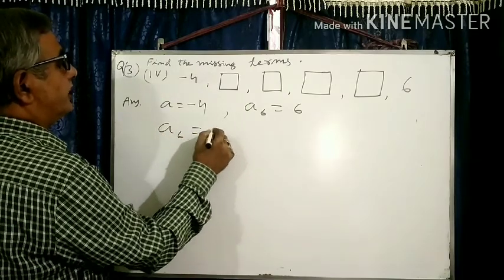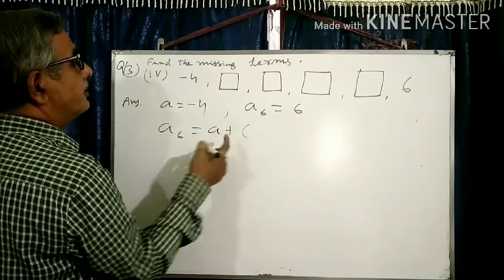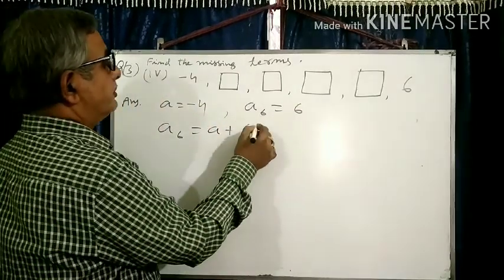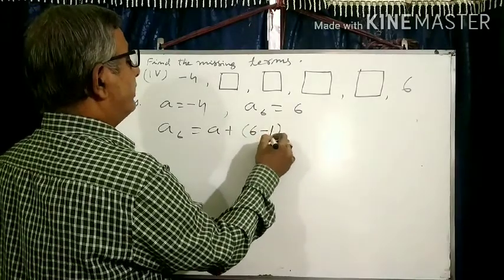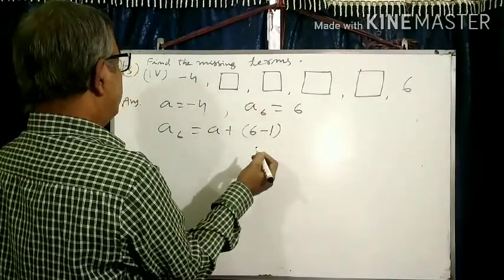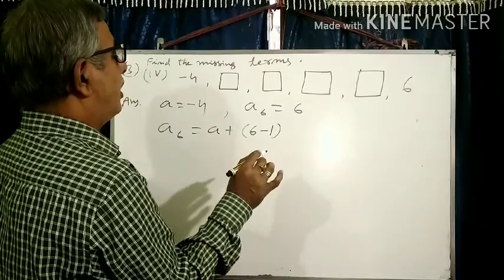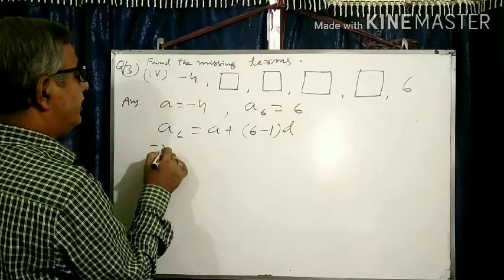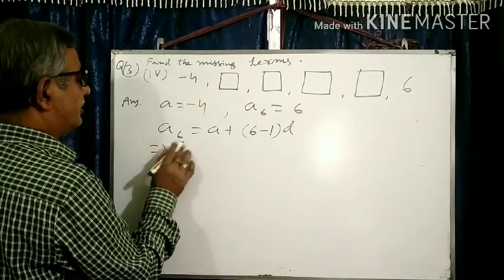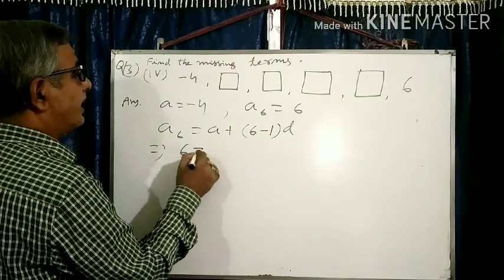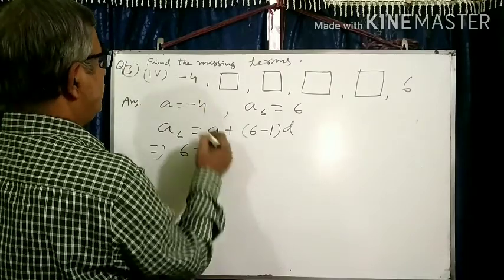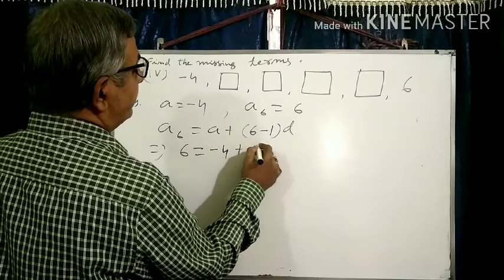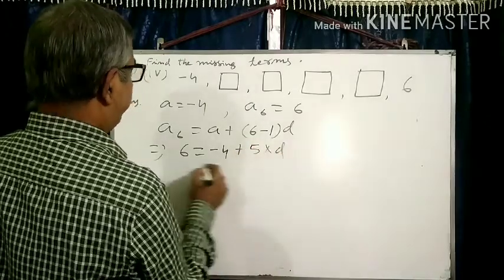A6 is equal to A plus n minus 1 into D, where n is equal to 6. We don't know what D is. Instead of A6 you are supposed to write 6, instead of A you are supposed to write minus 4. 6 minus 1 you are getting 5 into D.